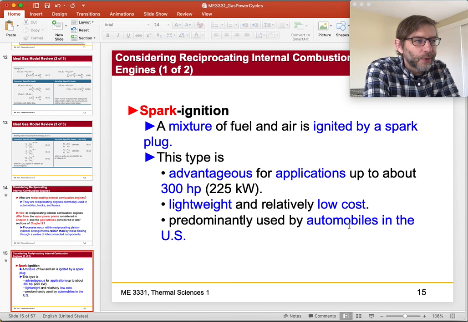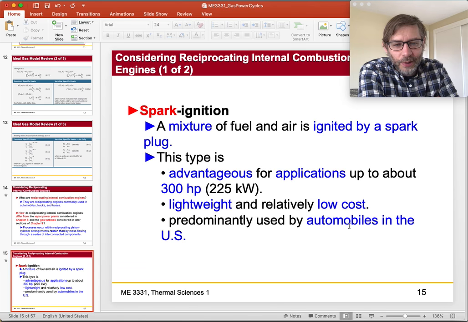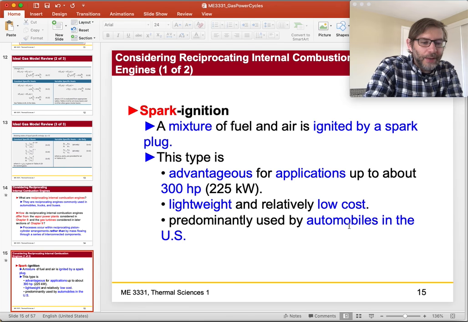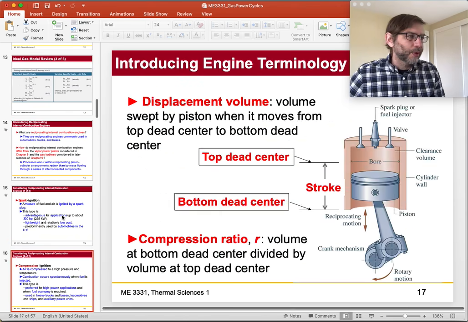In the spark ignition engine, a mixture of fuel and air is ignited by a spark plug, and so this is advantageous for applications up to about 300 horsepower, though there are much bigger spark ignition engines. In fact, some of the biggest engines are spark ignition engines, big natural gas engines. So I'm not really sure what they're talking about here. This is clearly not written by an internal combustion expert. Okay, but you get the idea. You ignite it with a spark plug, okay? And people are kind of familiar with spark plugs. Maybe you've seen a spark plug before.